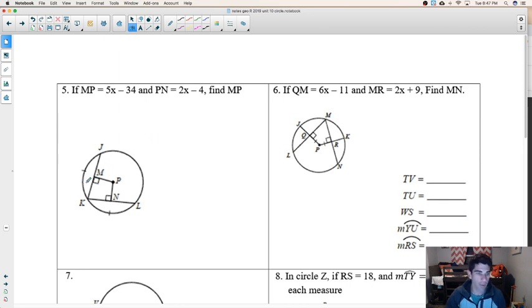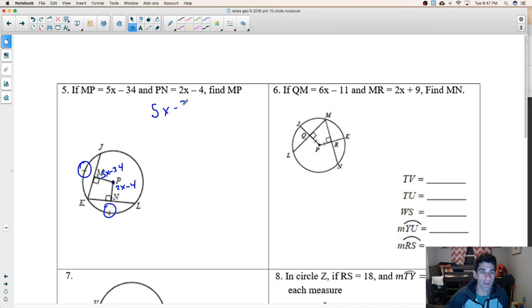Okay, now let's take a look at 5. Again, very similar. If I take a look at this, I'm showing you that these arcs right here are congruent, so that means that the chords are going to be congruent. They're showing me an equidistant because I'm perpendicular here. So let's go ahead and plug it in. NP is 5x minus 34, and PN is 2x minus 4.